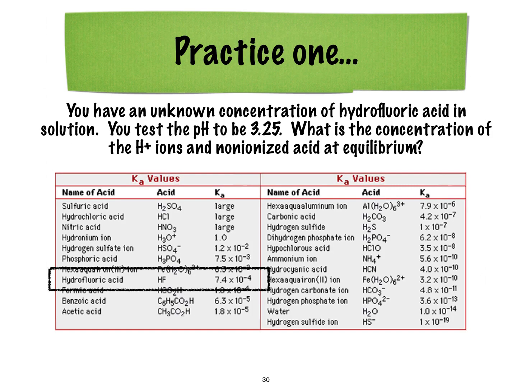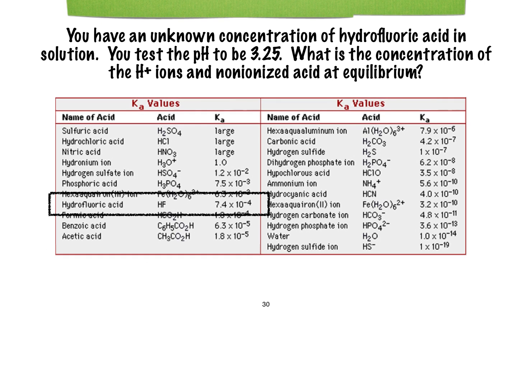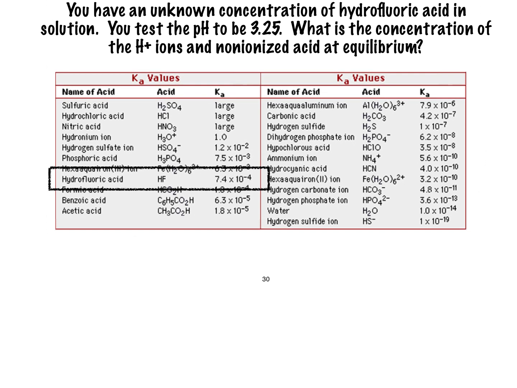All right, it's time to put this into practice. I know this seems rather complicated, but we're putting together lots of different parts into one large problem, but you can do it. I trust you. So let me scroll up a little bit to give myself more room underneath so I can write down the problem. So we've got an unknown concentration of hydrofluoric acid in solution, and we know that the pH is 3.25. What is the concentration of the H+ ions and the unionized acid at equilibrium?